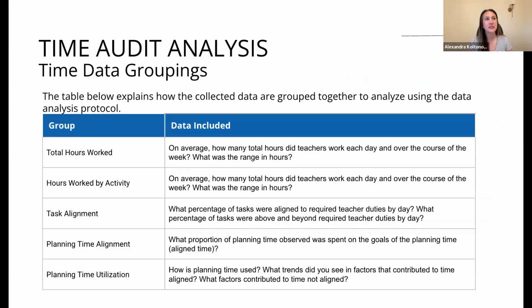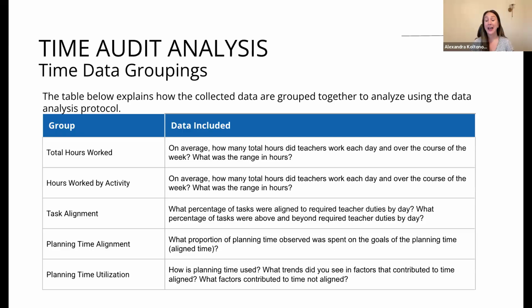The synthesized time audit data, like I walked through, includes both the data from the teacher time diaries as well as the observations. And the table here is explaining how those collected data are grouped together to help you analyze and make sense of everything. So the first group of data that you're analyzing will be total hours worked. That group includes, on average, how many total hours did teachers work each day and over the course of the week? What was the range in hours? When you're going through that, you're going to look first at those factual observations. What does that look like across campuses? Is it similar? Is it really high at one campus in comparison to another? Then you'll go into what could be causing this.